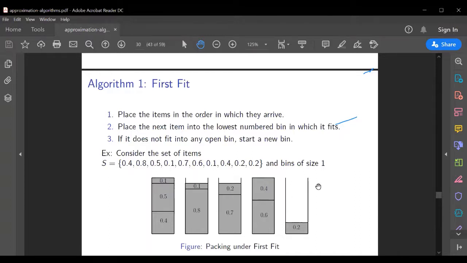So this is what first fit is. As items come, you put them in that order. If it is possible to accommodate in the lowest bin, you accommodate. Otherwise, go to the next. If it's not possible, go to the next. If all are exhausted, open a new bin. This is what we call first fit.